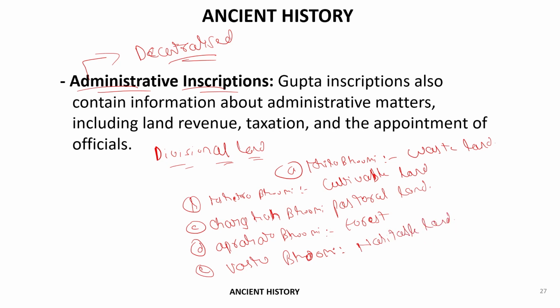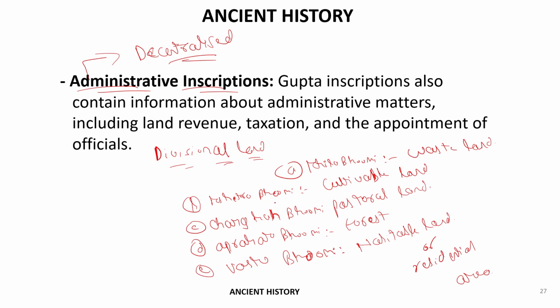First is Kila Bhumi, which is the wasteland. Kshetra Bhumi, which is the cultivable or agricultural land. The Chargaha Bhumi, which was used for pastoral purposes, grazing for animals. Then the Aprahata Bhumi, which is used for forest. Then Vastu Bhumi, which was the habitable land or residential area. So that was the classification of land under the Gupta Empire.